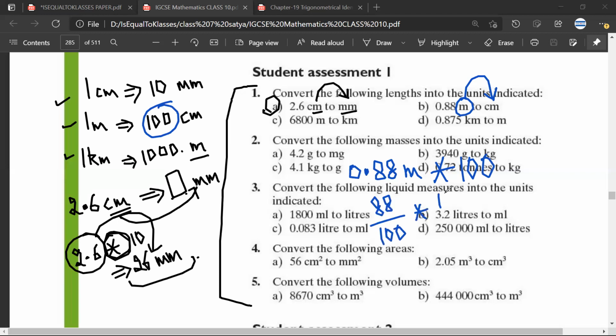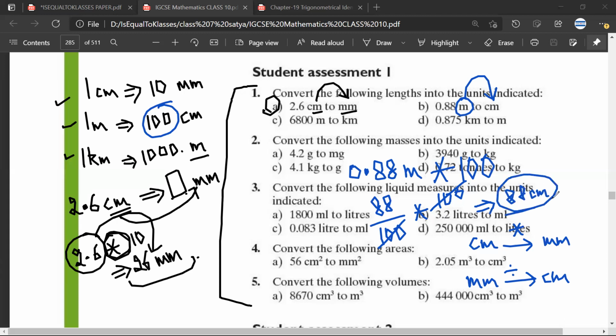No, sir. Just always remember that, say for example, you are going from centimeter to millimeter, your number will increase. But if you are going from millimeter to centimeter, the number you will have will decrease. So from centimeter to millimeter, you will have to multiply, but from millimeter to centimeter, you will have to divide. Satya, have you understood? Yes. So the answer would be 88 centimeter. Sarthak, any doubt?